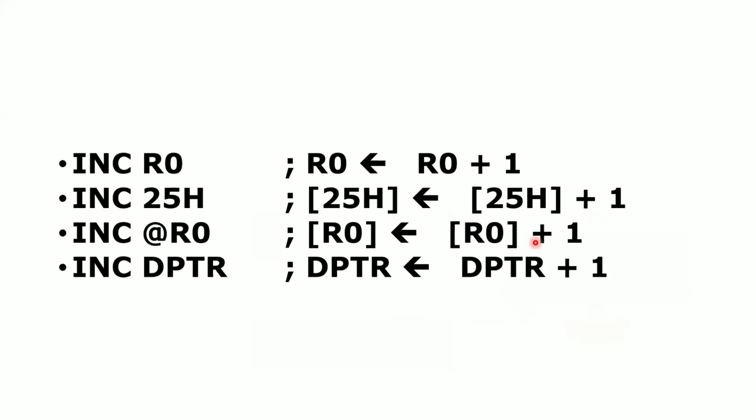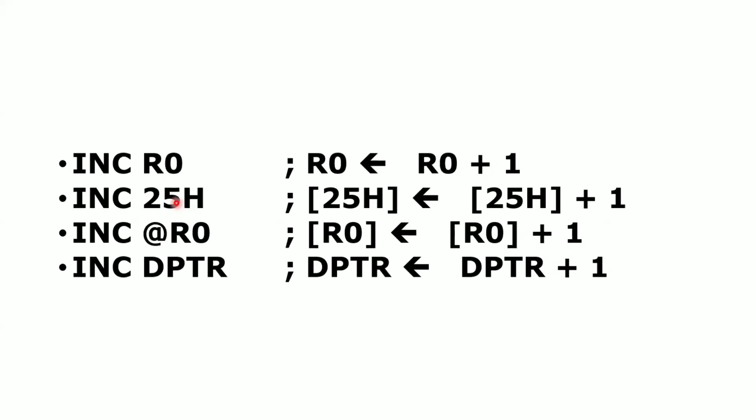Now you will see the next type of instructions, increment R0. Okay, still you can use R0. Increment R0 means you increment the value of R0. You can use any of the registers from R0 to R7 of your 4 register banks. The next one is increment 25H.